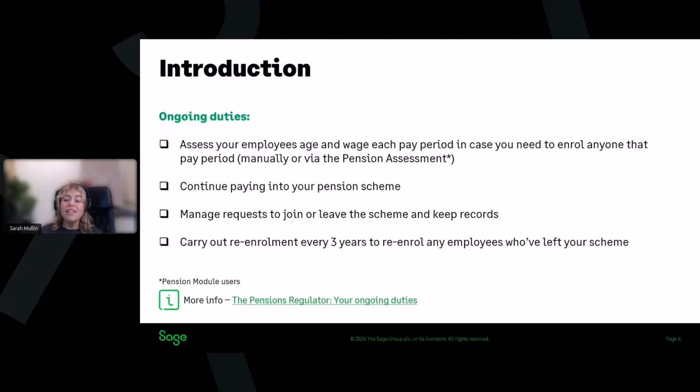So that really is in place just to ensure employees have another opportunity to start saving for retirement. Now, of course, if they do get re-enrolled and they haven't changed their mind, they do want to still opt out, they can do so again. They would just need to submit another opt-out request. But that's a little bit on your ongoing duties. And again, some more detailed guidance is linked at the bottom of the slide for the Pensions Regulator website as well.